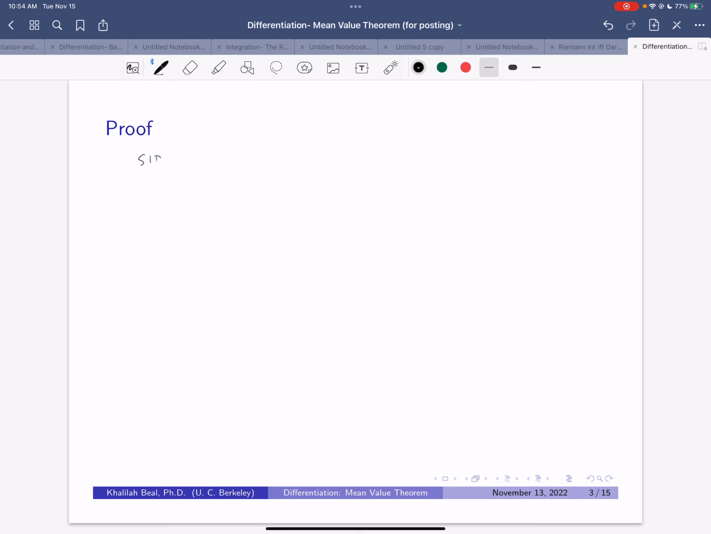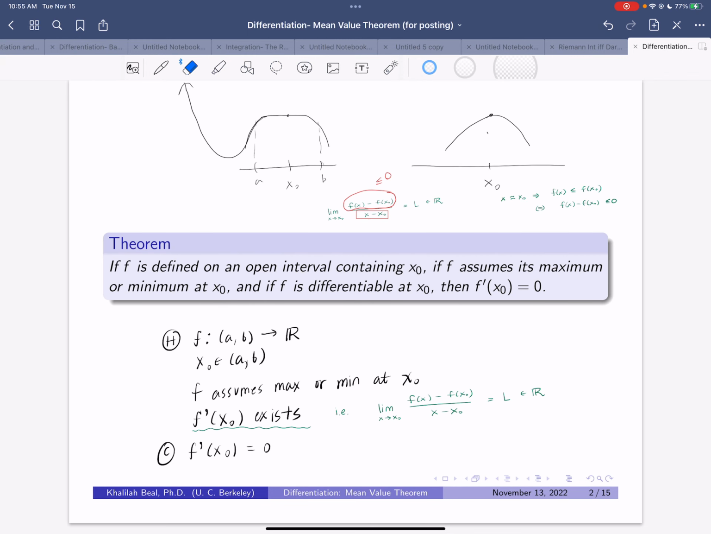Okay, so a side note. Suppose f attains a min at x naught. Then our graph wouldn't look like this. It would look something like that, right? So what could we do? Well, look at the relationship between these two. This makes us think, just consider minus f. So f attains a min at a point if and only if minus f attains a max, right?